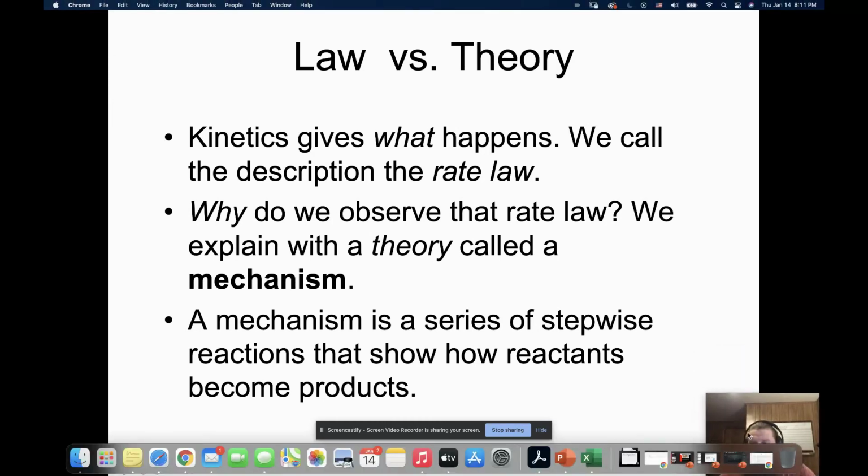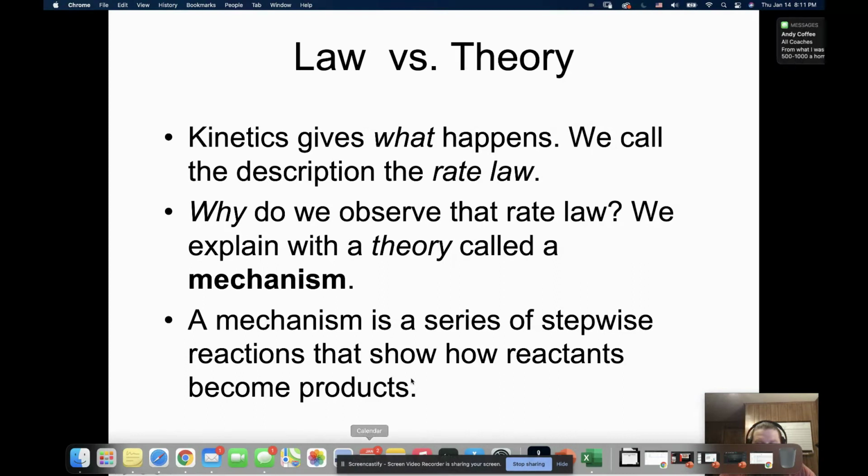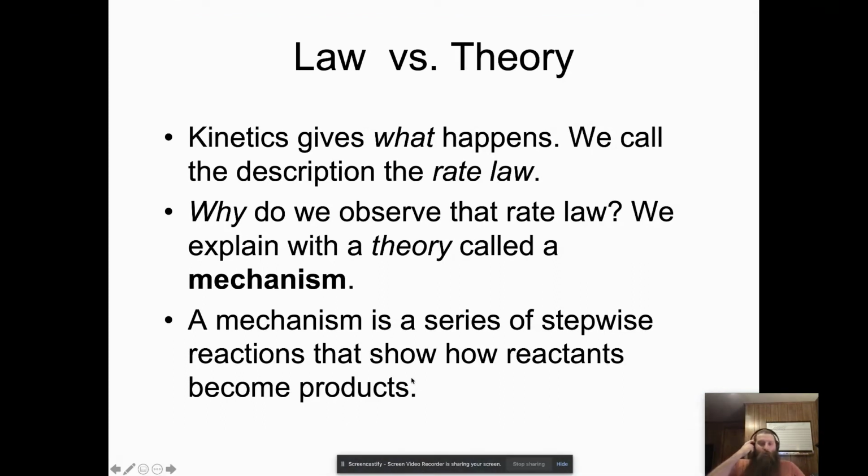Right, let's finish up kinetics. So this is part 4 of the kinetics video, and hopefully breaking this lecture into parts will help you guys out a little bit. So let's start with a little discussion about law versus theory. We're going to talk about reaction mechanisms, molecularity, and we're going to look at some enzymes.